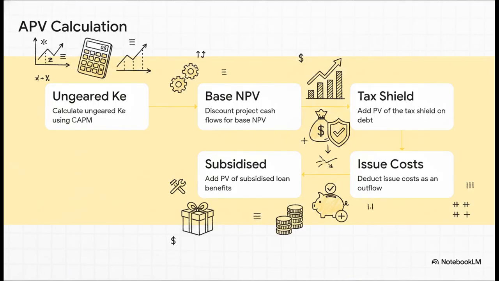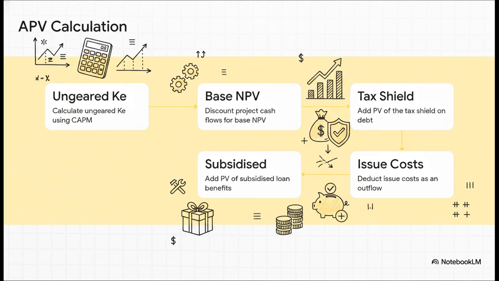Please don't let the dense formulas intimidate you here. If you just follow this exact step-by-step flow, evaluating APV becomes a super routine process. First up, you calculate your base case NPV by assuming the project is entirely equity financed. This means you must discount the project cash flows using the ungeared cost of equity.